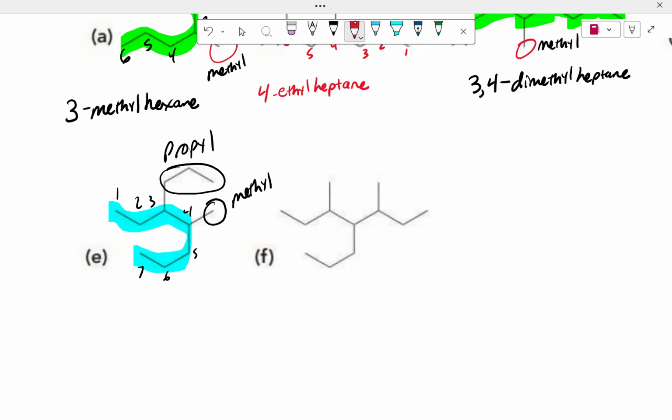Now, in terms of the order of the name, methyl starts with M. That's higher in the alphabet than P. So it doesn't matter that the number is higher. What we care about with substituents is that they're alphabetized in the name. So 4-methyl, 3-propyl, and then 7 carbons is heptane.